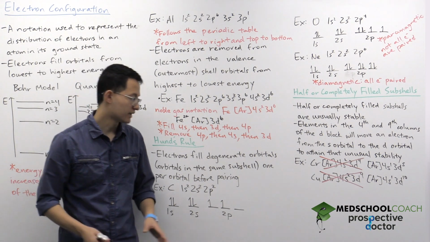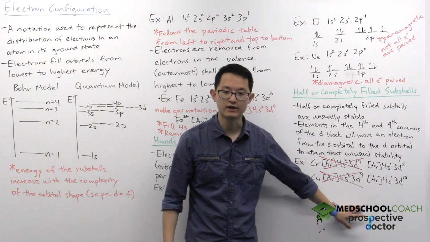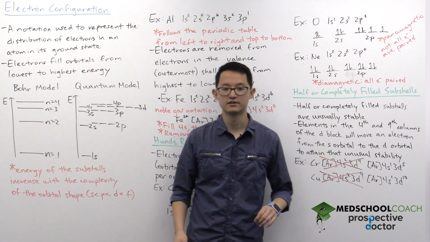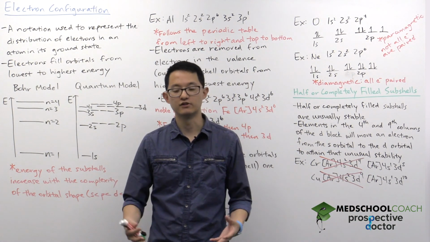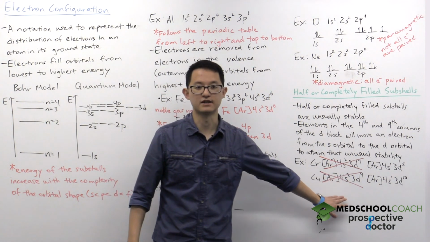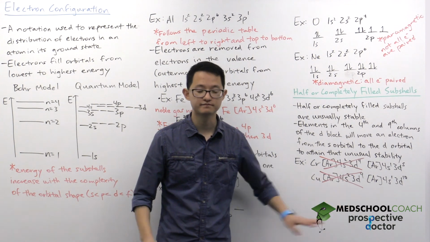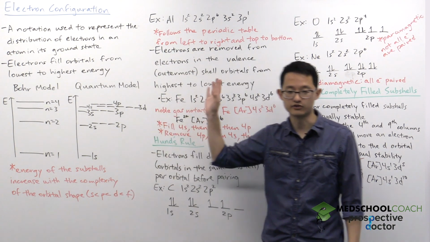So that means for the MCAT, you really only have to worry about elements in the d4 and d9 columns. So that would be chromium, molybdenum, copper, silver, and gold. Those are the only elements where you have this anomalous electron configuration. Everything else is going to follow all the rules that we've just described.